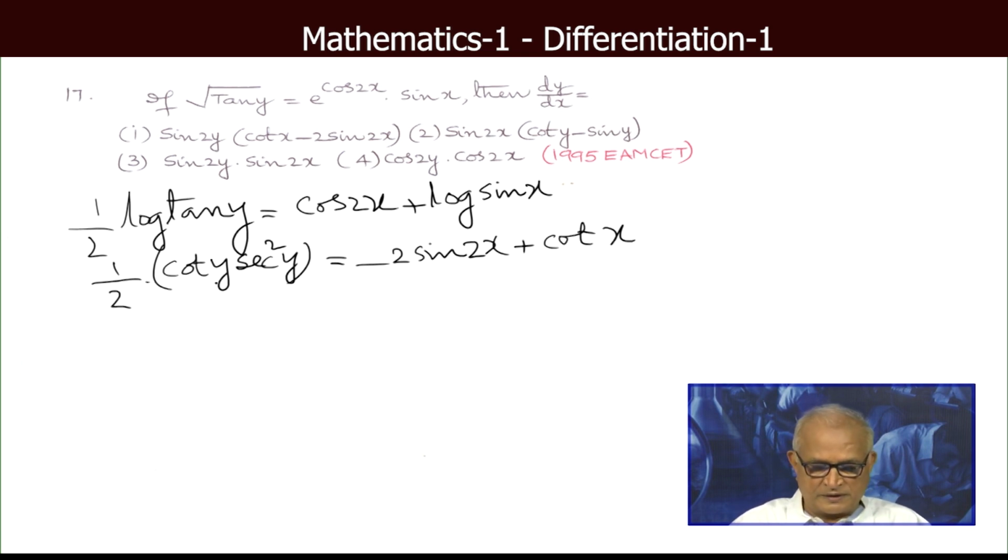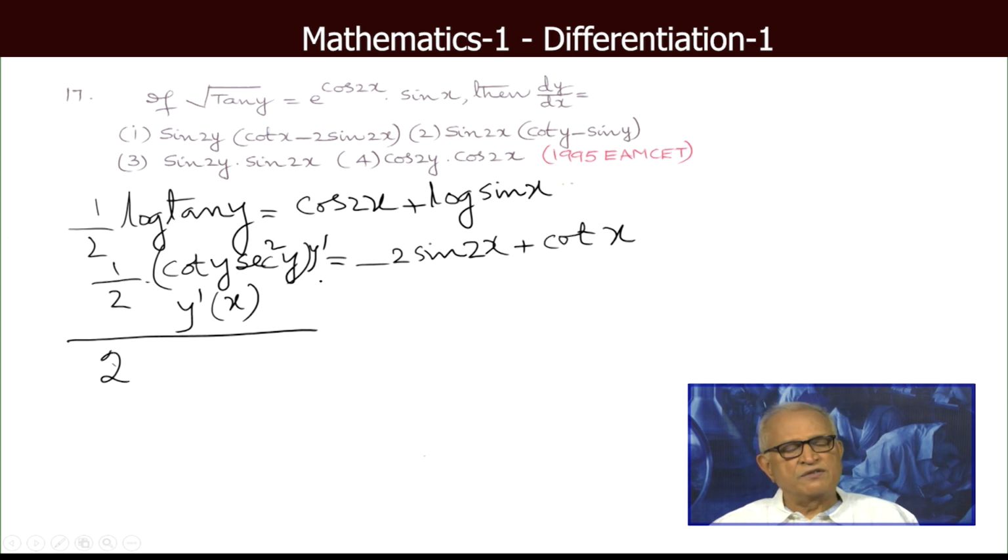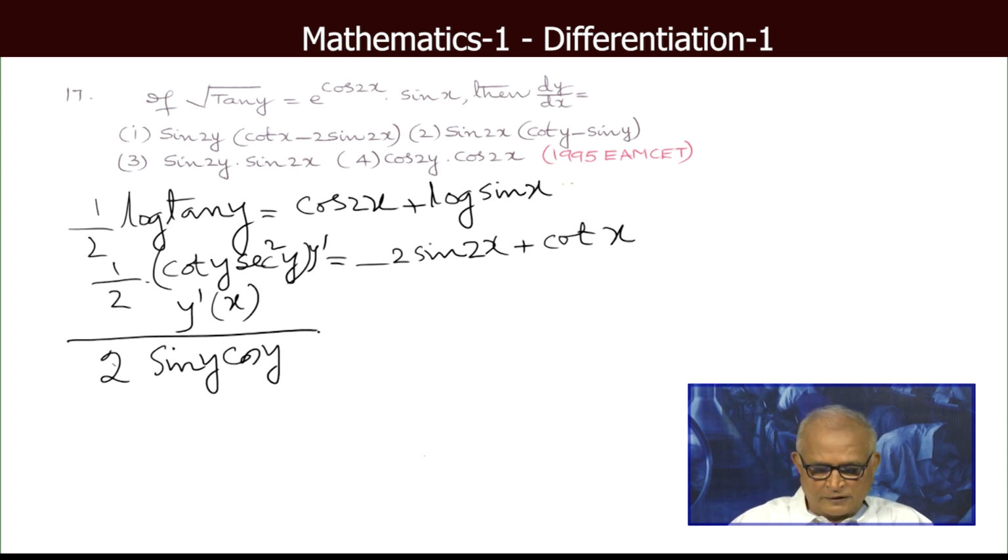ఇక్కడ మర్చిపోయాం, this is derivative of y with respect to x చేస్తున్నాం, అంటే y dash అన్నా dy dx అన్నా ఒకటే. So therefore this is y dash by 2, or dy dx, 2 times cot y secant square y, that is 1 by sin y cos y. Cot y is cos y by sin y, secant square y is 1 by cos square y, so multiplied it is 1 by sin y cos y, which is equal to ditto. Same thing, no change in the right hand side. So, what is y dash x?